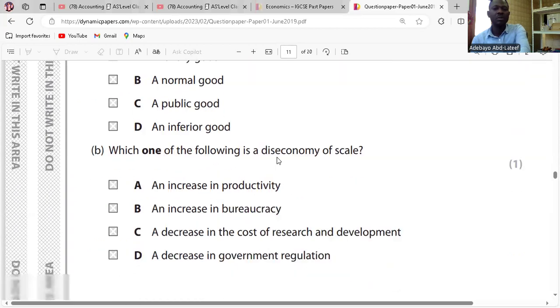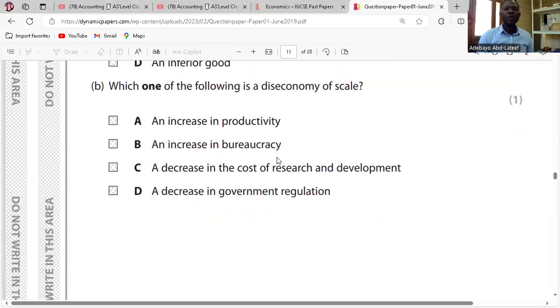Go to question B. Which one of the following is a diseconomy of scale? An increase in productivity will bring about economies of scale. An increase in bureaucracy. Bureaucracy is when there is a lot of paperwork, a lot of administrative work that delays information, that delays decisions, and that could lead to diseconomies of scale. A business might become so big that bureaucracy takes charge. So the answer is B.